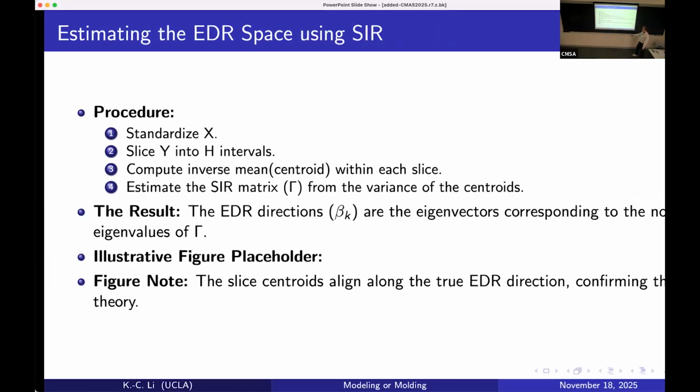The upshot is that the eigenvectors correspond well with your original beta, although it's not a one-to-one correspondence, because you can take some sort of linear combination of the different betas, but space-wise, it's consistent. Okay, so at that time, I called these directions the EDR directions, effective dimension reduction.